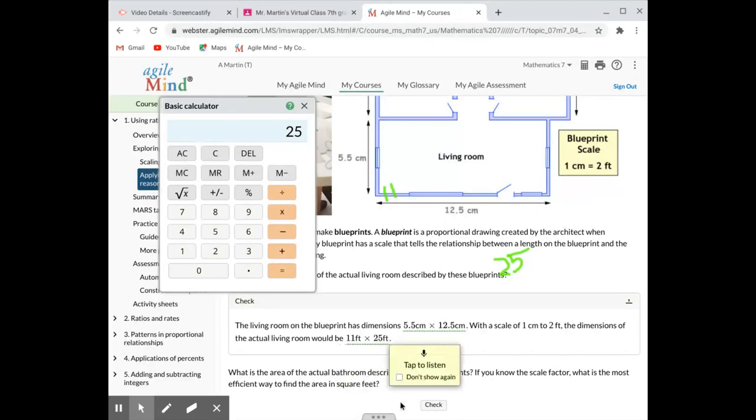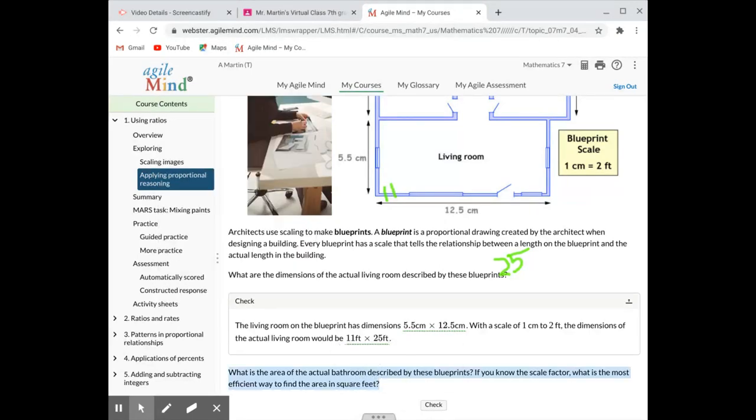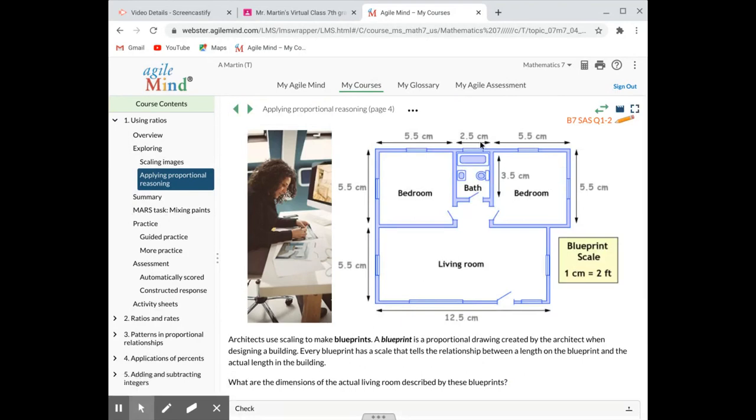Hamarjane, would you read this next question for us, please, ma'am? What is the area of the actual bathroom described by these blueprints? If you know the scale factor, what is the most efficient way to find the area in square feet? Great. All right, so looking at this, when we go back and look at the bathroom, what are the measurements of the bathroom, Angel?